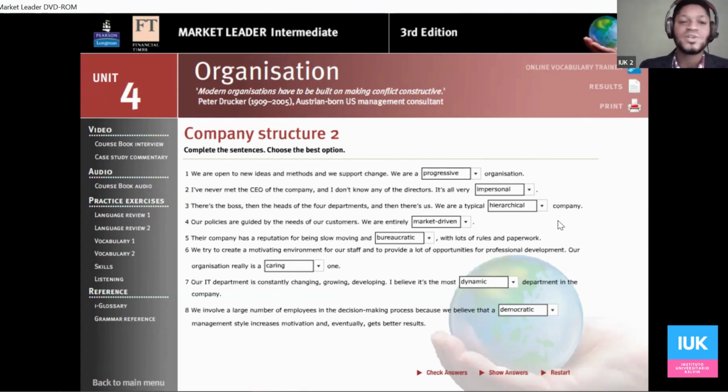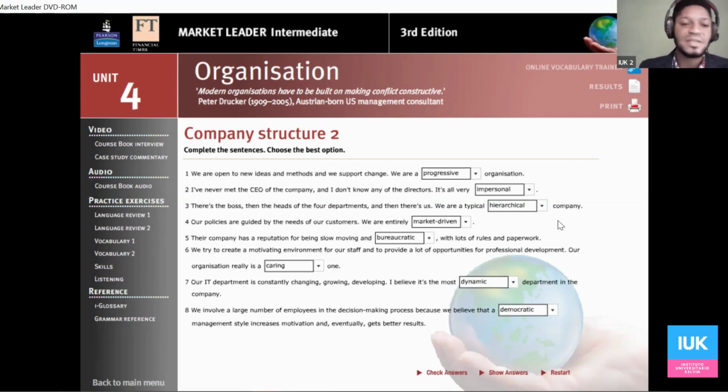6. We try to create a motivating environment for our staff and to provide a lot of opportunities for professional development. Our organization really is a caring one. Okay, so when a company does all these things for their staff and employees, it can be said to be a caring company.